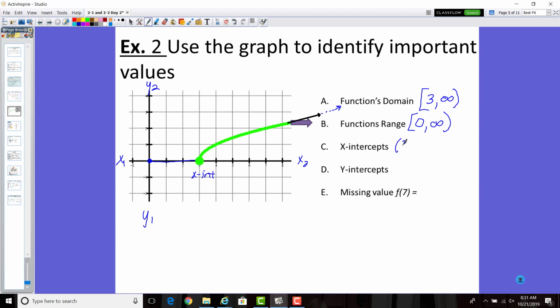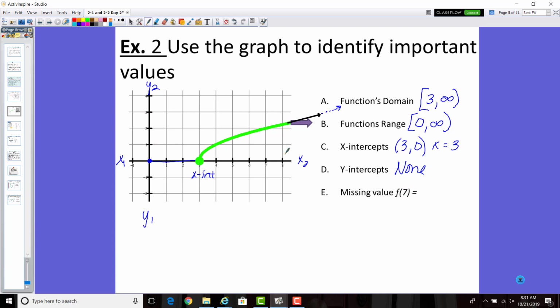Our x-intercept is here. That is the point 3, 0. It's sitting at the point of 3 on the x-axis, 0 on the y. Remember, MyMathLab will allow you to do that. Y-intercepts, there are none. This graph will never cross the y-axis.